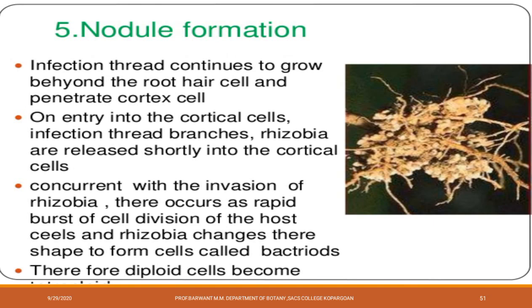Nodule formation. The infection thread enters beyond the root hair cell and penetrates the cortex cells. On entry into a cortical cell, the infection thread branches and the rhizobia are released into the cortical cell. Concurrent with the invasion of the rhizobia, there is a rapid burst of cell division, and the rhizobia change their shape to form cells called bacteroids, which are diploid cells.